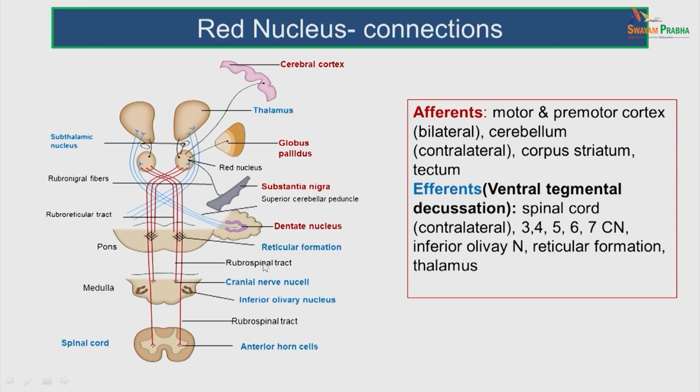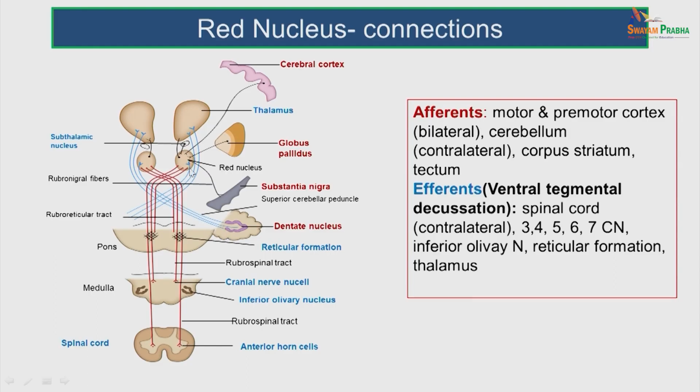Now, what are the connections of the red nucleus? The red nucleus receives afferents from the cerebral cortex, that is the motor areas 4 and 6, bilaterally. It also receives from the cerebellum, from the dentate nucleus and the globose nucleus, but this is from the contralateral side.